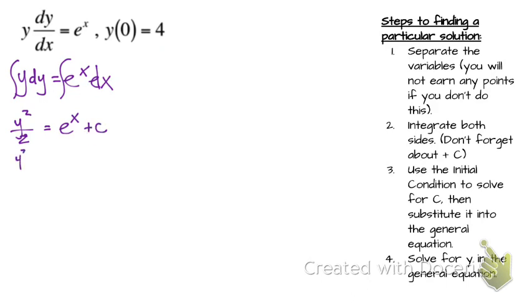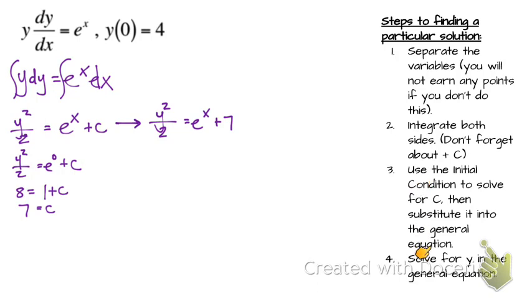So 4 squared over 2 equals e to the 0 plus c. 4 squared is 16. 16 over 2 is 8. So 8 equals e to the 0, which is 1, plus c. Therefore, c is equal to 8 minus 1, which is 7. So my particular solution, I haven't solved for y yet, but my particular solution with c in it is y squared over 2 equals e to the x plus 7.